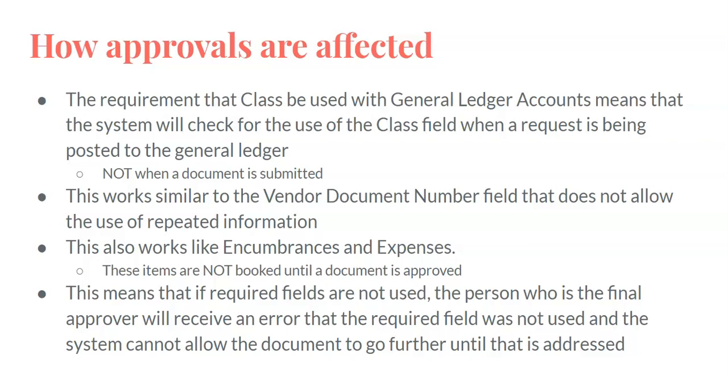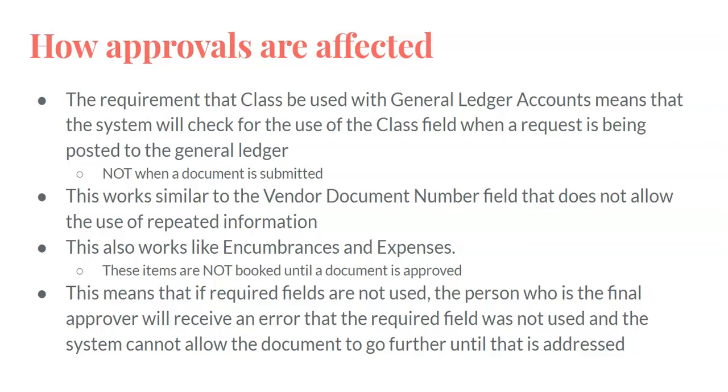The person that's the final approver is the one who receives the error. So in that case, some of us have had Lynette reach out to us to say, we've repeated a number that we've used before. This also works just like encumbrances and expenses. Those items aren't booked until a document is approved. Because that's when those transactions are getting posted to the general ledger, the error doesn't occur until that final approval is happening.